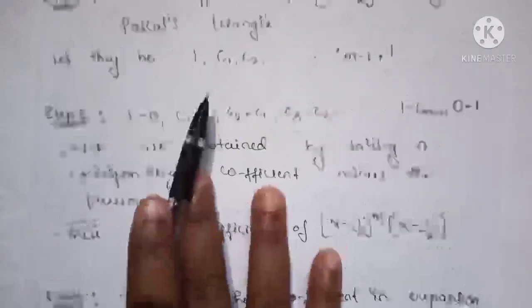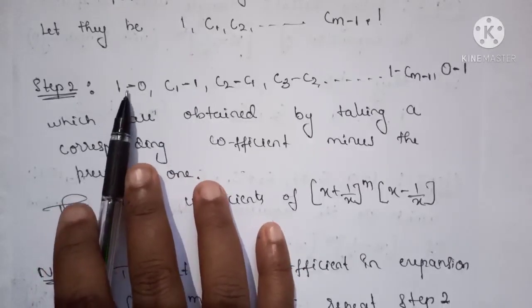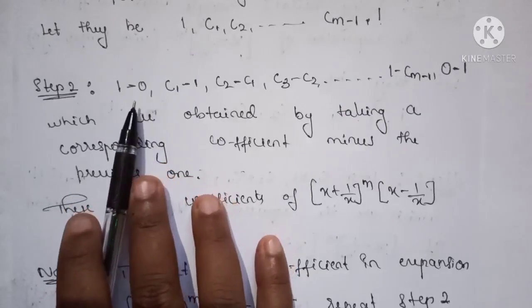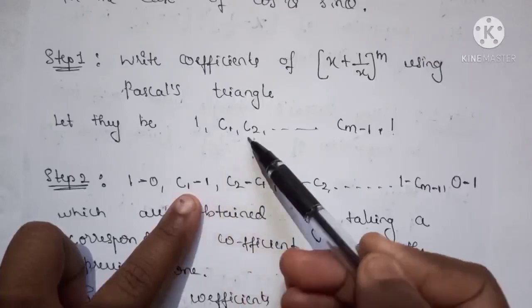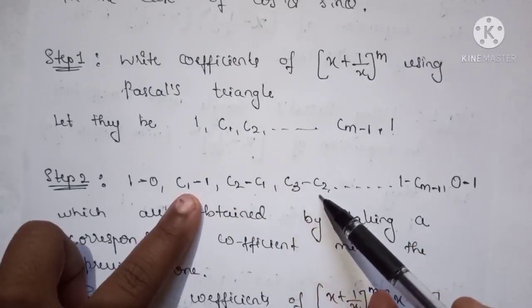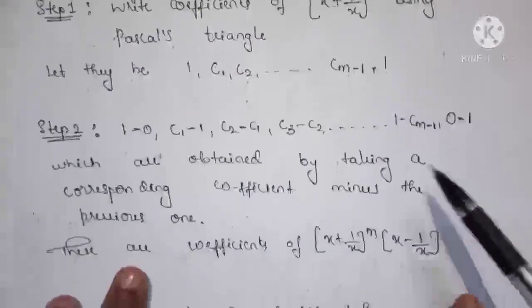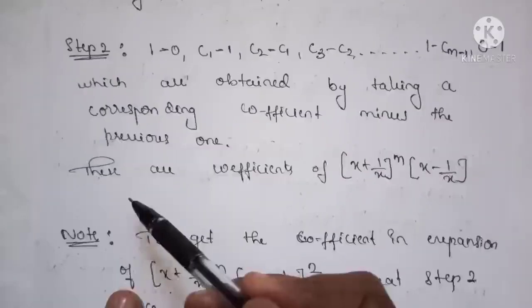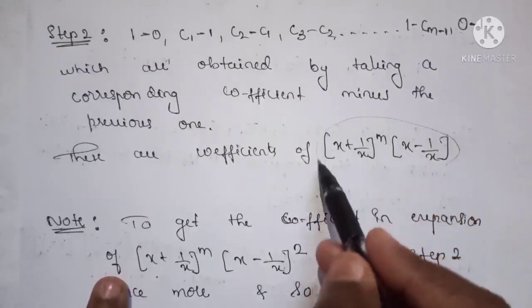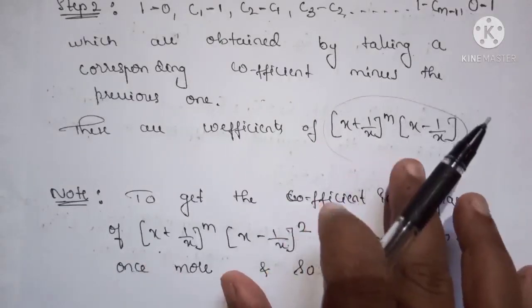In step 2, the second bracket is minus, therefore we have to subtract the corresponding elements with the previous one. So that means 1 minus 0, c1 minus 1, c2 minus c1, c3 minus c2 and so on, 1 minus cm minus 1, 0 minus c1. Okay, so these are obtained by taking the corresponding coefficient minus the previous one. So these are the coefficients of this product. Then we add the various powers and further simplify, which you will see in the examples.